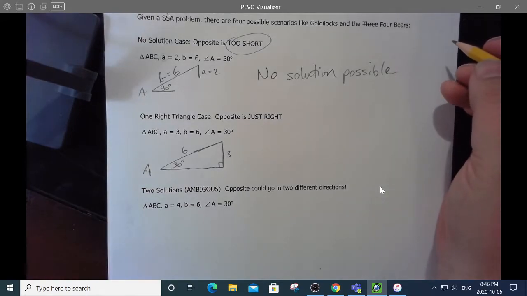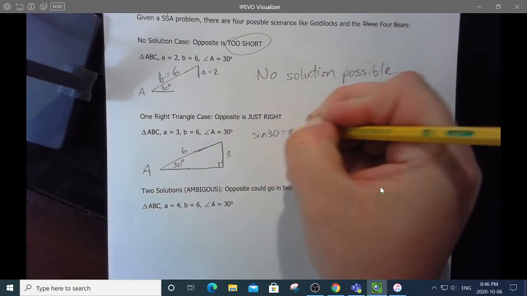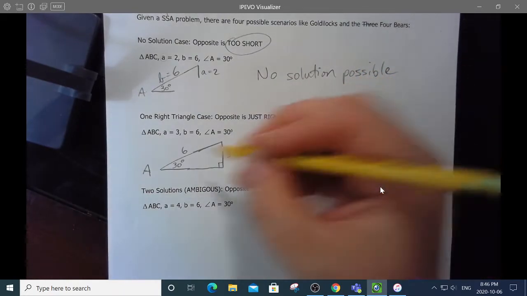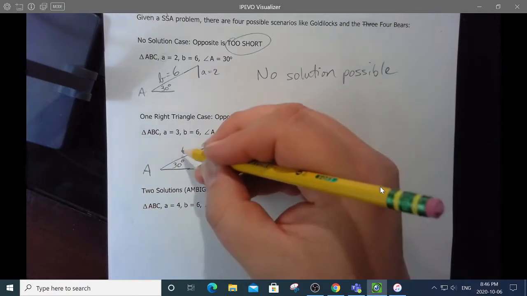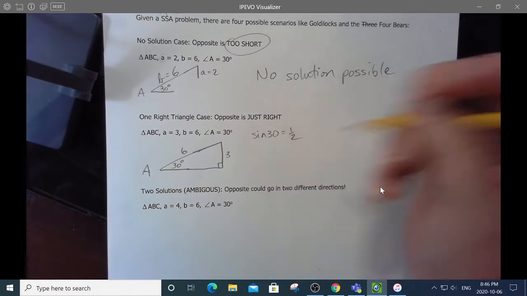Now, how do I know that? Well, you should probably remember from your unit circle that the sine of 30 is in fact a half. So that means that if this is 3, that has to be 6. The proportion has to be 3 over 6, which is 1 over 2. That's the way sine of 30 works.